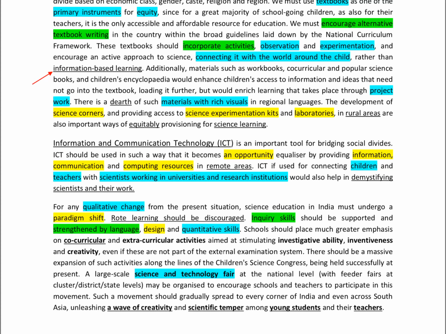And this ICT can be utilized not only for information, communication and computing resources, but also for connecting the children, teachers and the scientists who are working in universities or research institutions. The main purpose of this is demystifying scientists and their work. Many scientists are working in universities as professors, and some of them are working in research institutes.